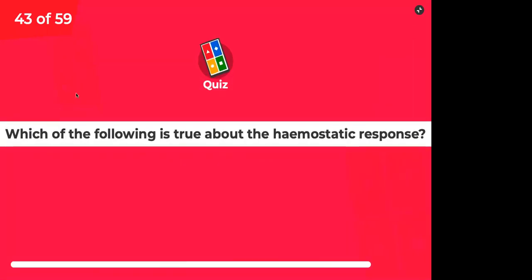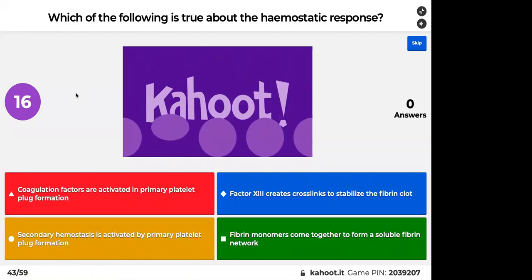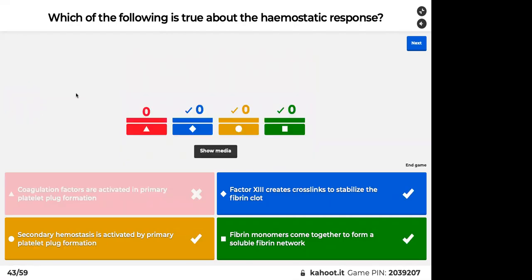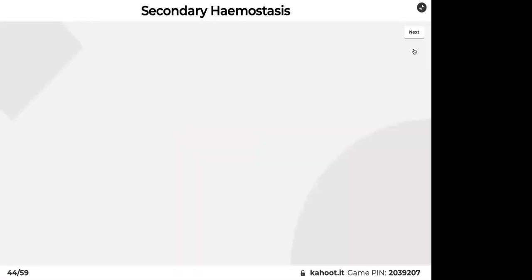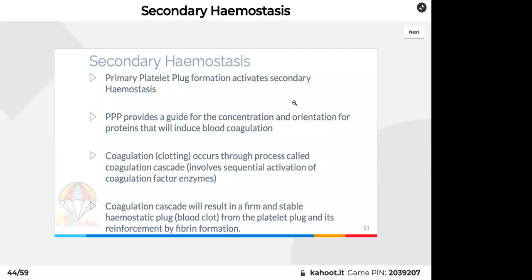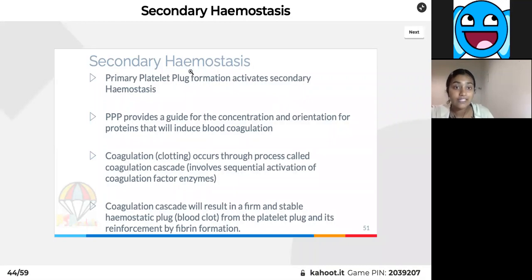Which of the following is true about the hemostatic response? So I just mentioned that the coagulation factors are activated in the secondary hemostasis, but everything else here is true. So this is just a little bit more about secondary hemostasis. So remember, the primary platelet plug formation is what activates the secondary hemostasis.